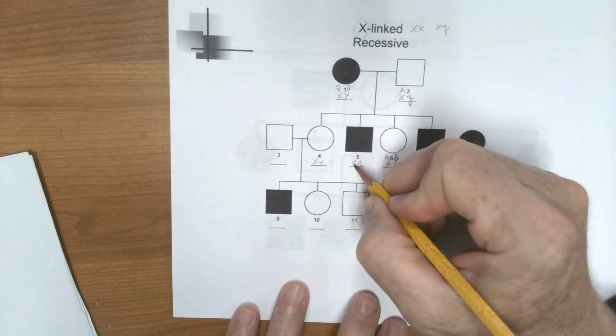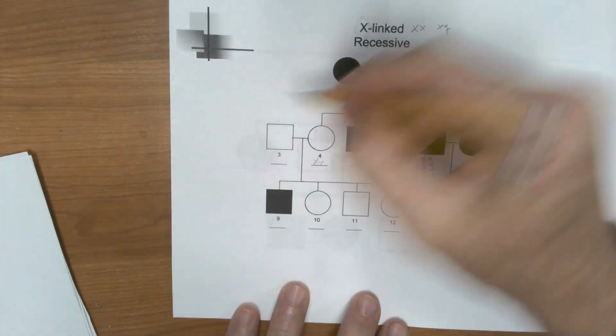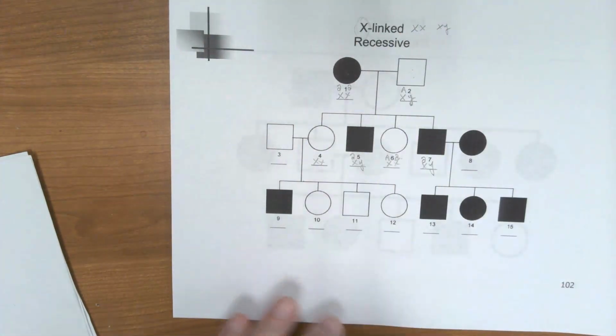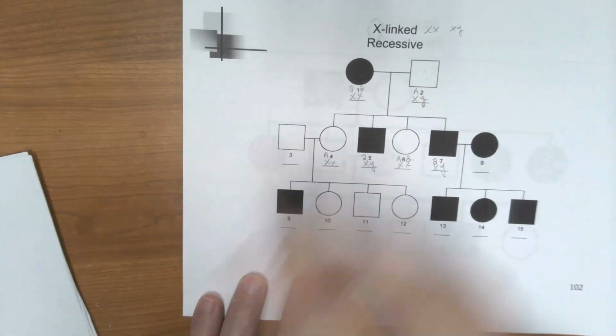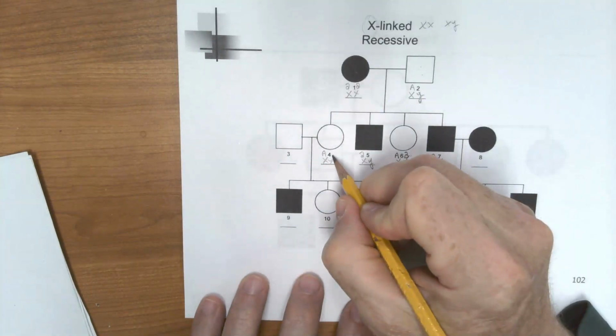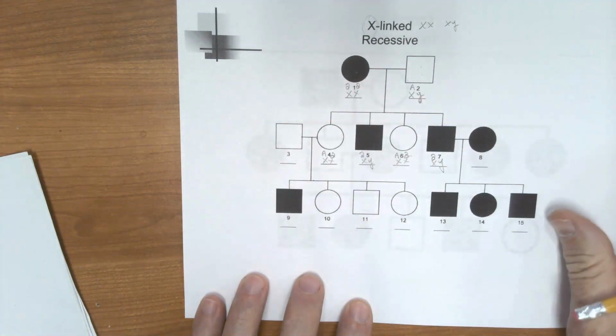Dad gives the Y, mom gives a little a, that son becomes affected. So this mom has affected both of her sons. Here is this daughter. Dad must have given the big A because mom only has little a's. Therefore, this child here has a little a because that's all mom had to give.